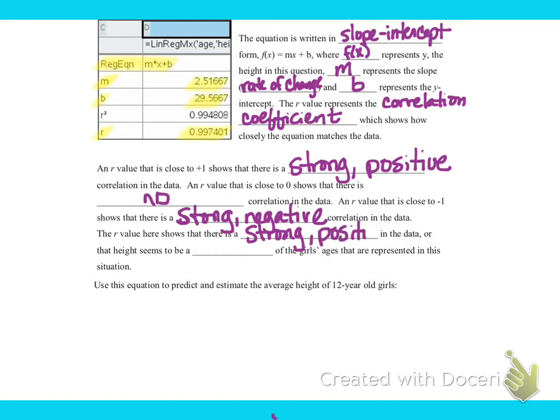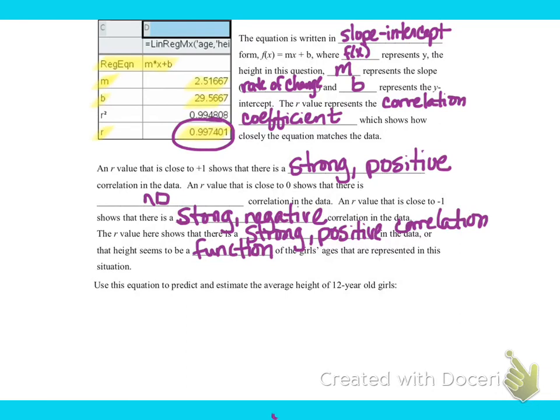So the r value in our table shows that there is a strong positive correlation in our data. And I know that because this value is really, really close to +1. So that means with this close to 1 value for r, that the height seems to be a function of the girls' ages that are represented in this particular situation.